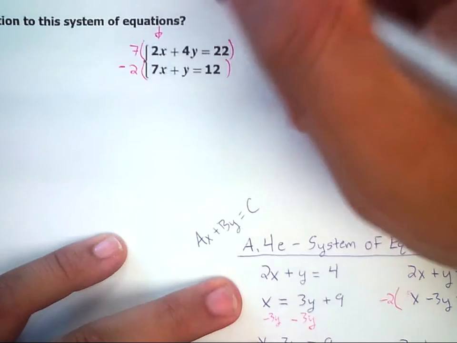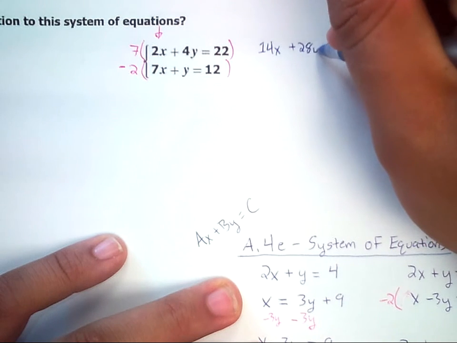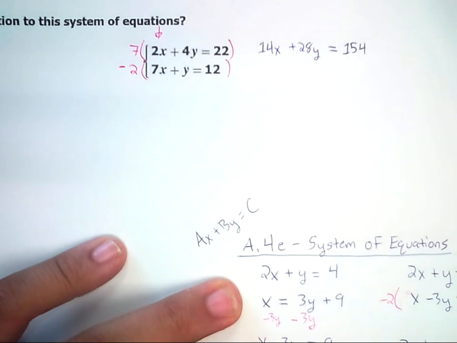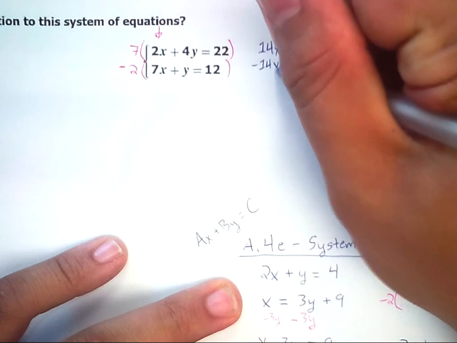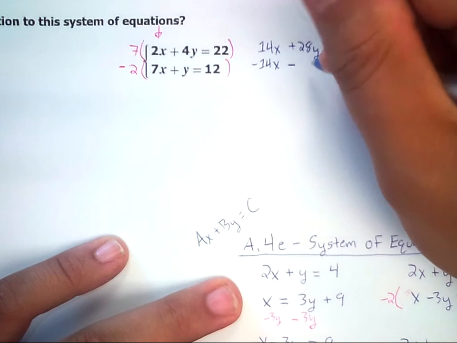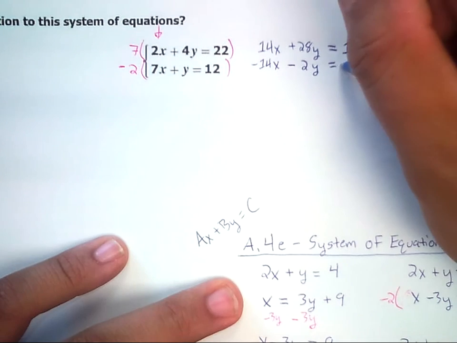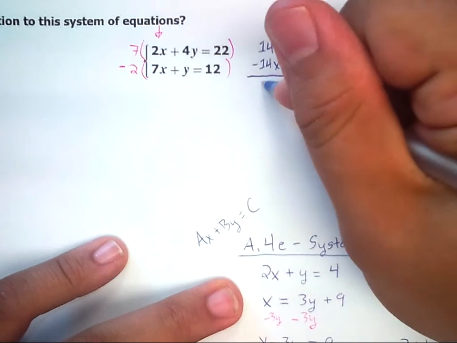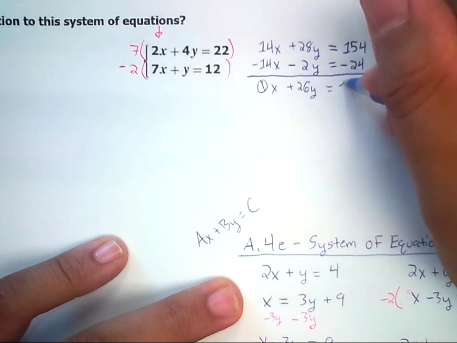So 7 times 2 is 14x. 7 times 4 is 28y. And 7 times 22 is 154, which I'm sure everybody knew off the top of their head. And then negative 2 times 7 is negative 14x. You can see how they're going to cancel out now when we add down. Negative 2 times y is negative 2y, and negative 2 times 12 would be negative 24. Alright. When I add down, I get 0x plus 26y equals 130.